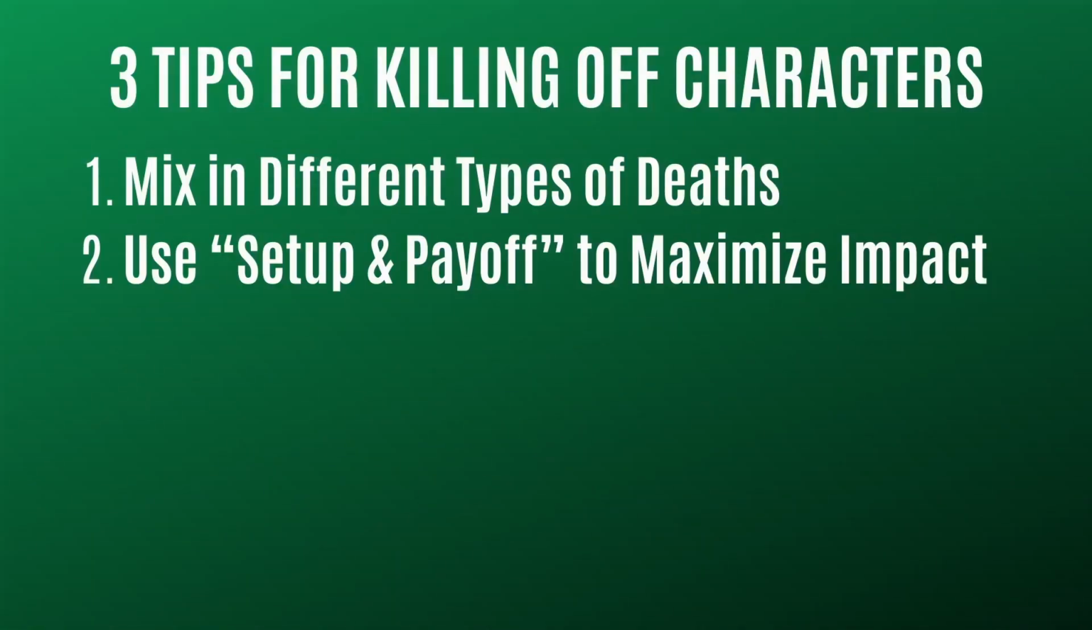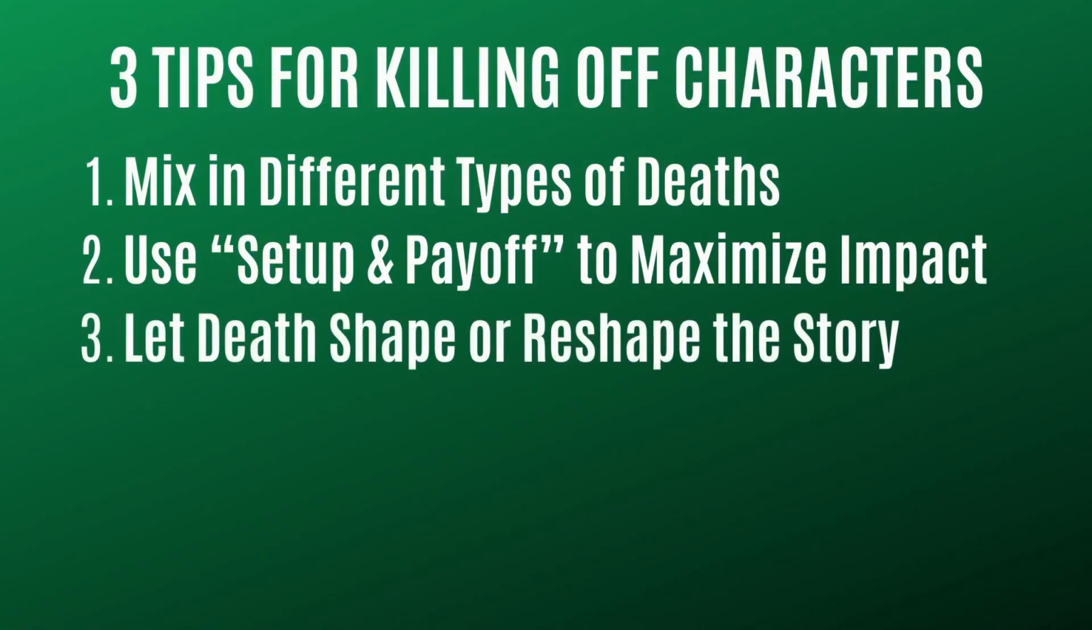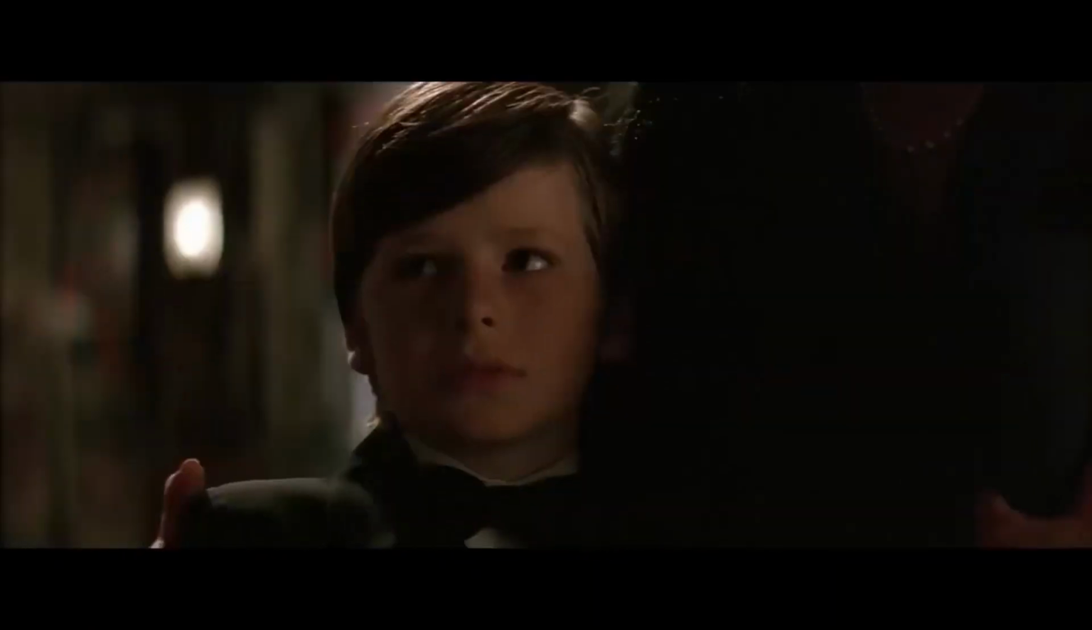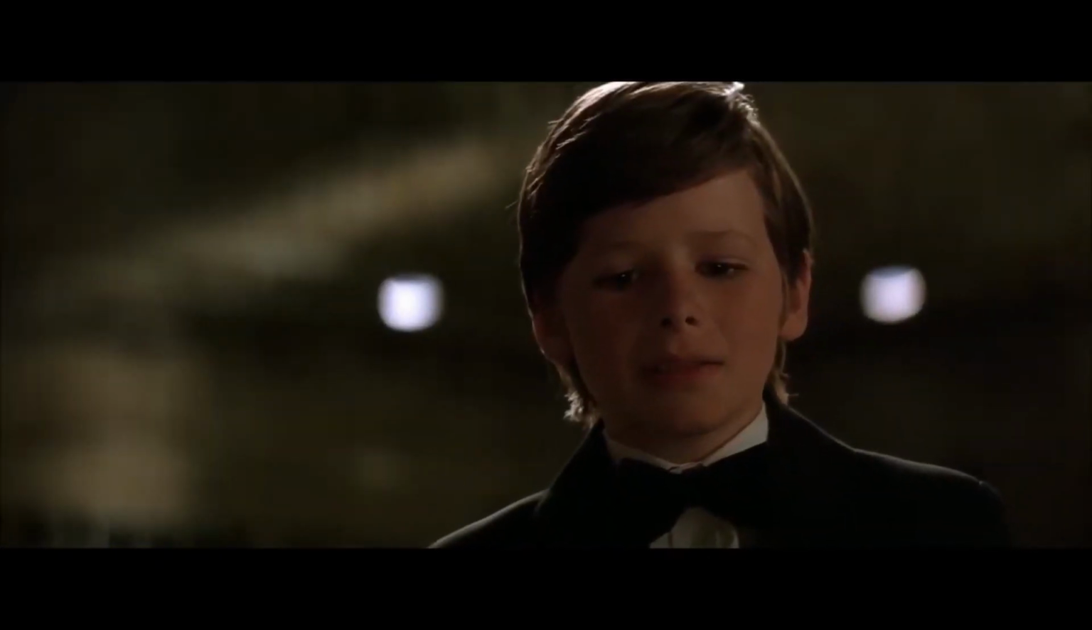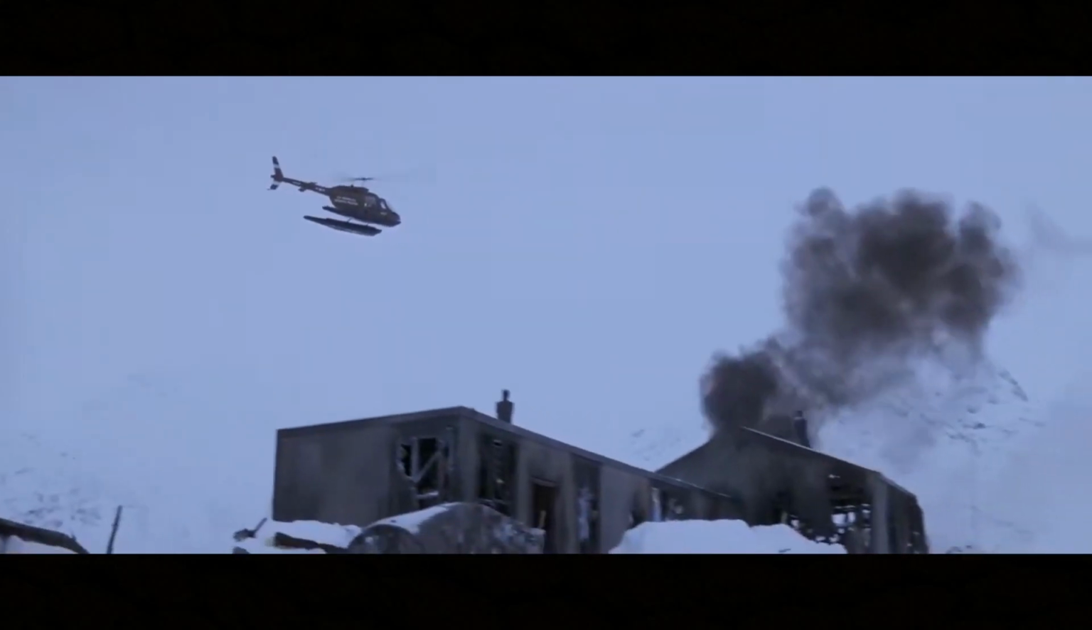Finally, tip number 3 is to let death shape or reshape the story. Death's impact should spread beyond a single scene. Sometimes a death does more damage in the aftermath when we see how it affects the story world and characters' lives. This is especially true when it comes to an off-screen death. Though the audience won't experience it, it can still have impact by raising questions, calling characters to action, and creating a ripple effect.